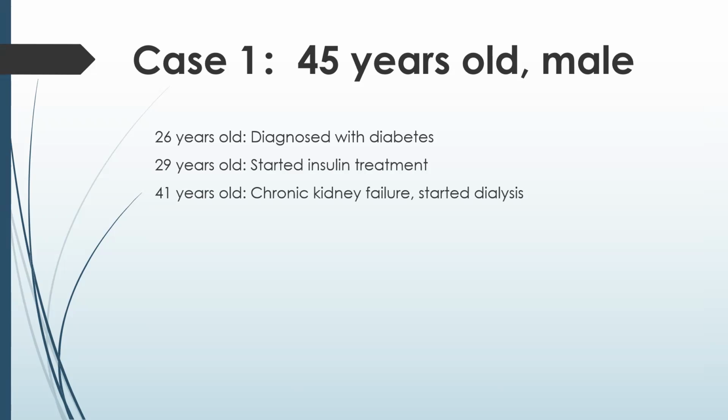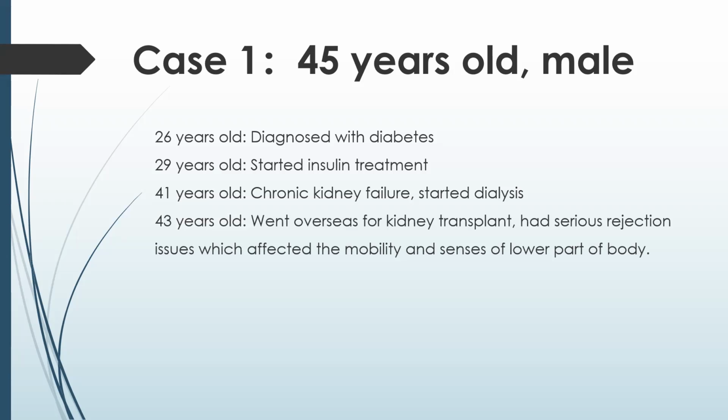At 41 years old, he started to have chronic kidney failure and then started dialysis. This condition, if you remember what I said just now about the whole cell metabolism process, you will know why he has all these complications. It's because the cell has a lot of oxidized nutrients and toxin and waste inside. Okay. And at 43 years old, he went overseas for a kidney transplant and had serious rejection issues which affected the mobility and senses of the lower part of the body.